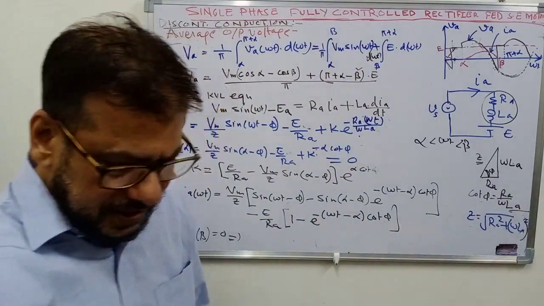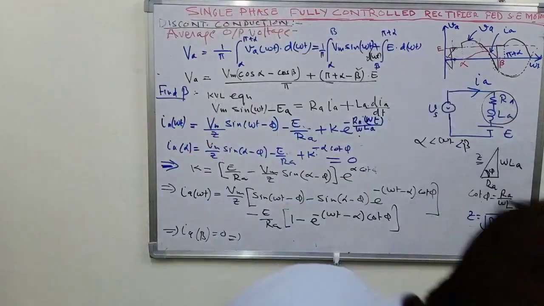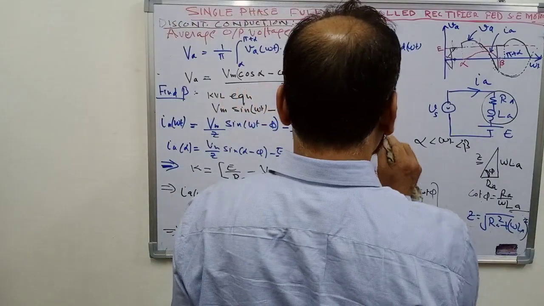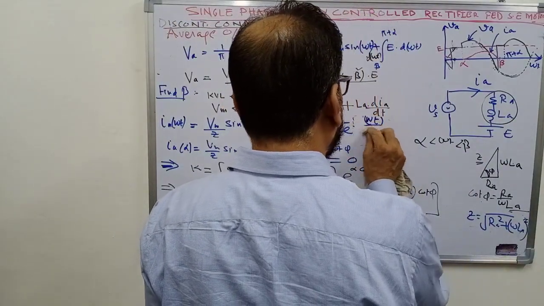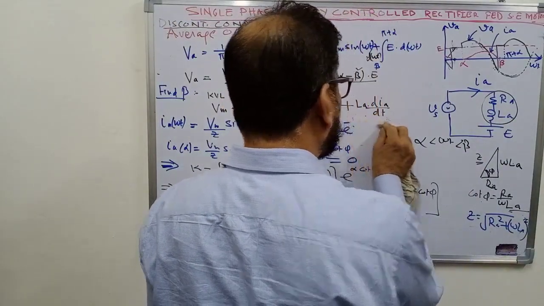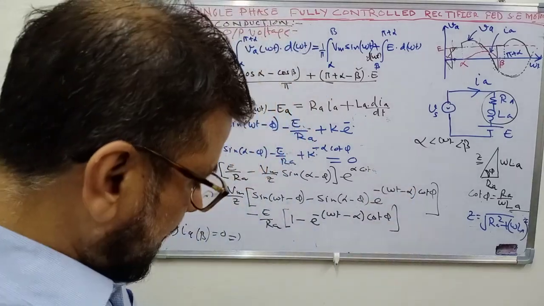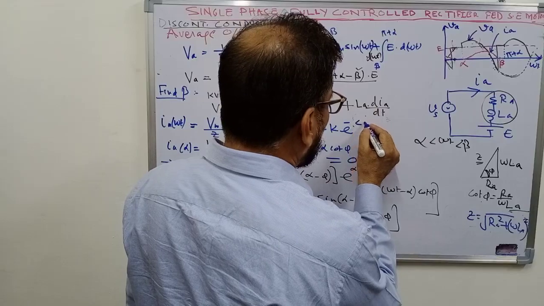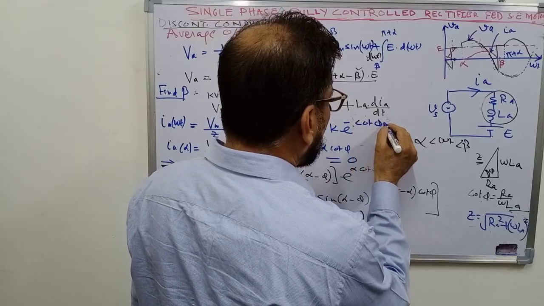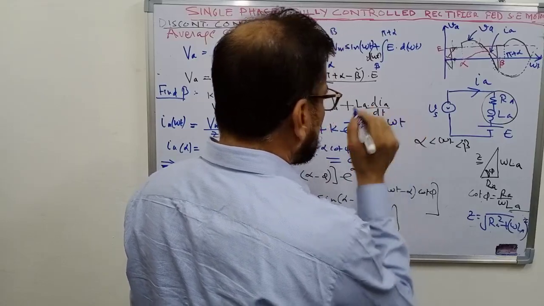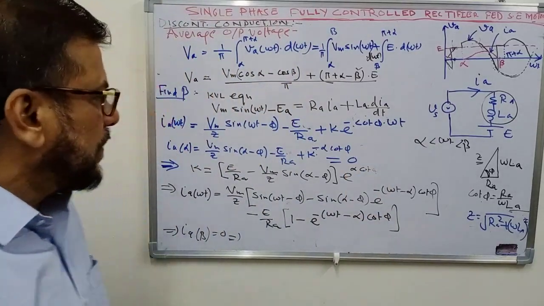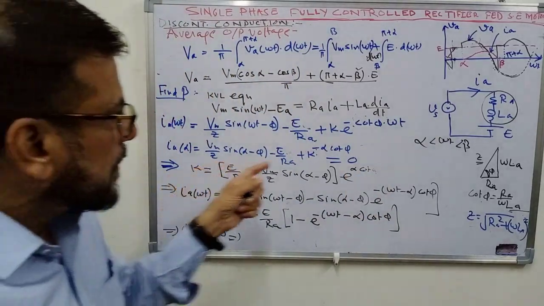So instead of writing like this, you can write this equation in terms of minus cot phi omega t, or minus omega t cot phi. So now this is the equation here.